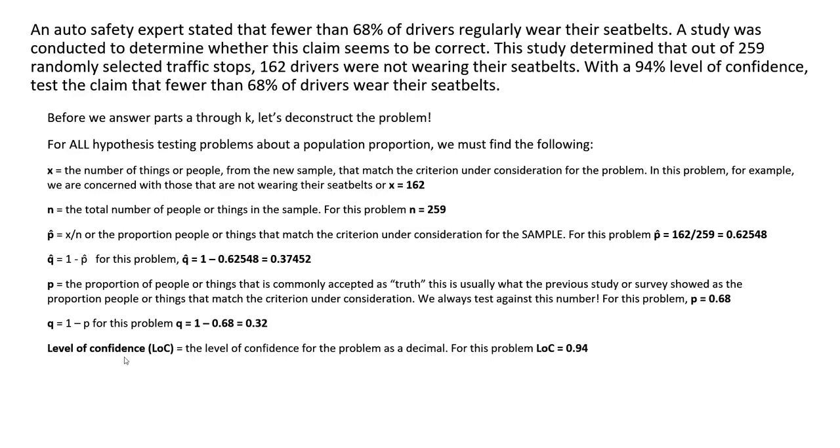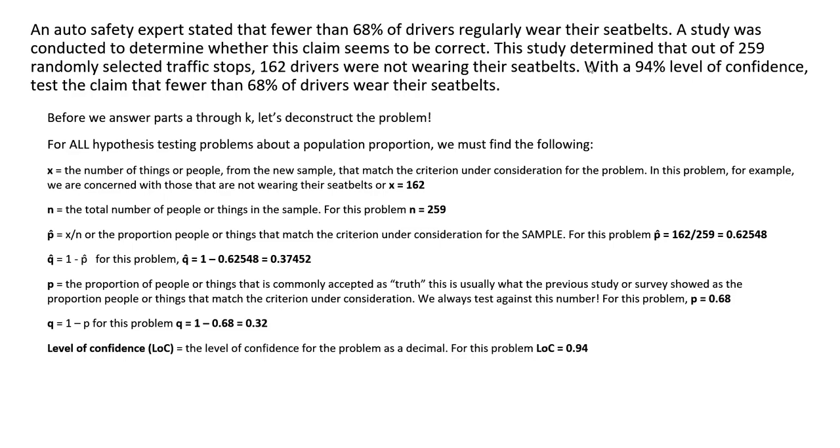We have our level of confidence, again, similar to confidence interval problems, and we express our level of confidence as a decimal, and for this problem, it is given to us directly in the problem. It says with a 94% level of confidence. By the way, the same thing holds true for hypothesis testing as confidence intervals, and that is if there is no level of confidence given or no easy way to just figure it out. For example, you might be given a level of significance.